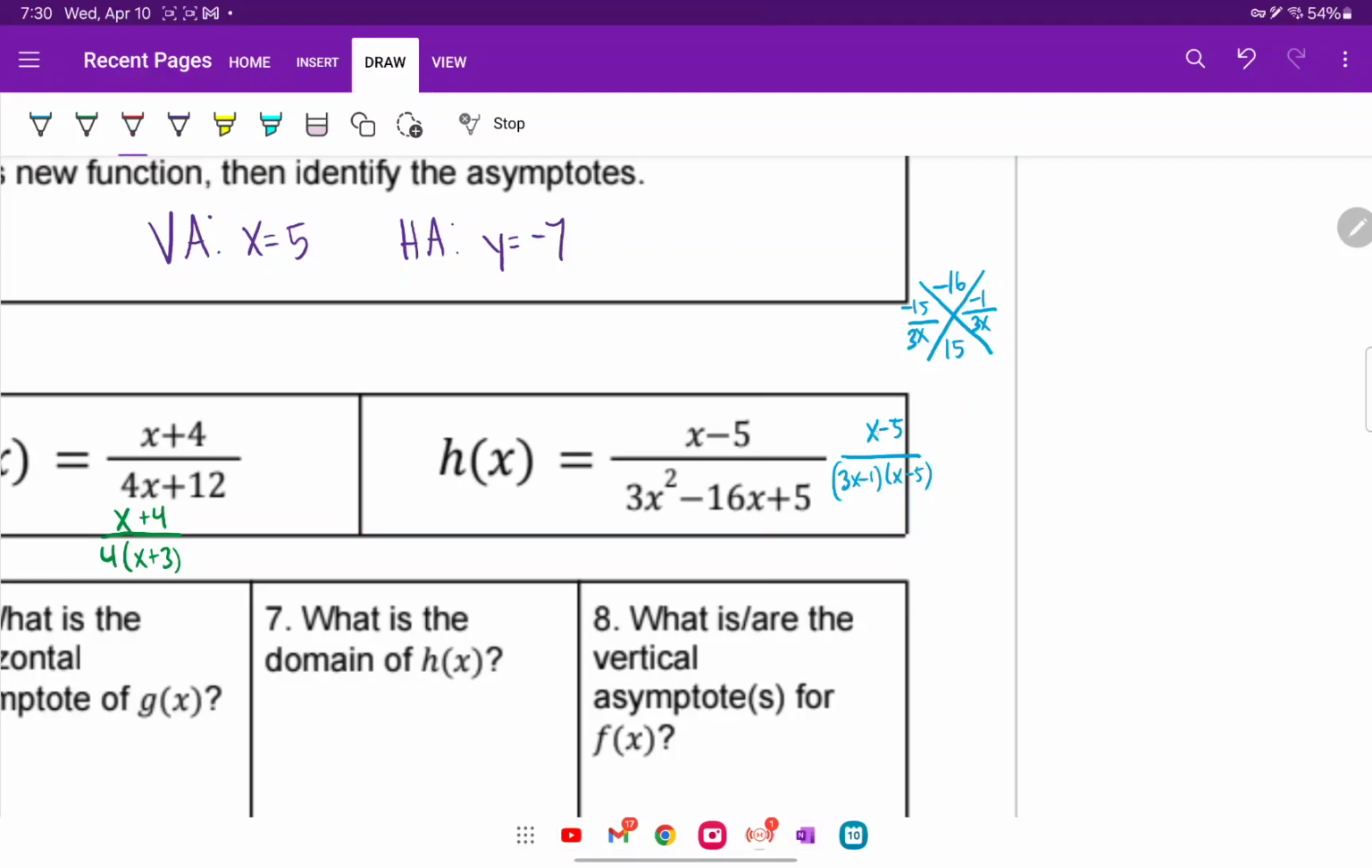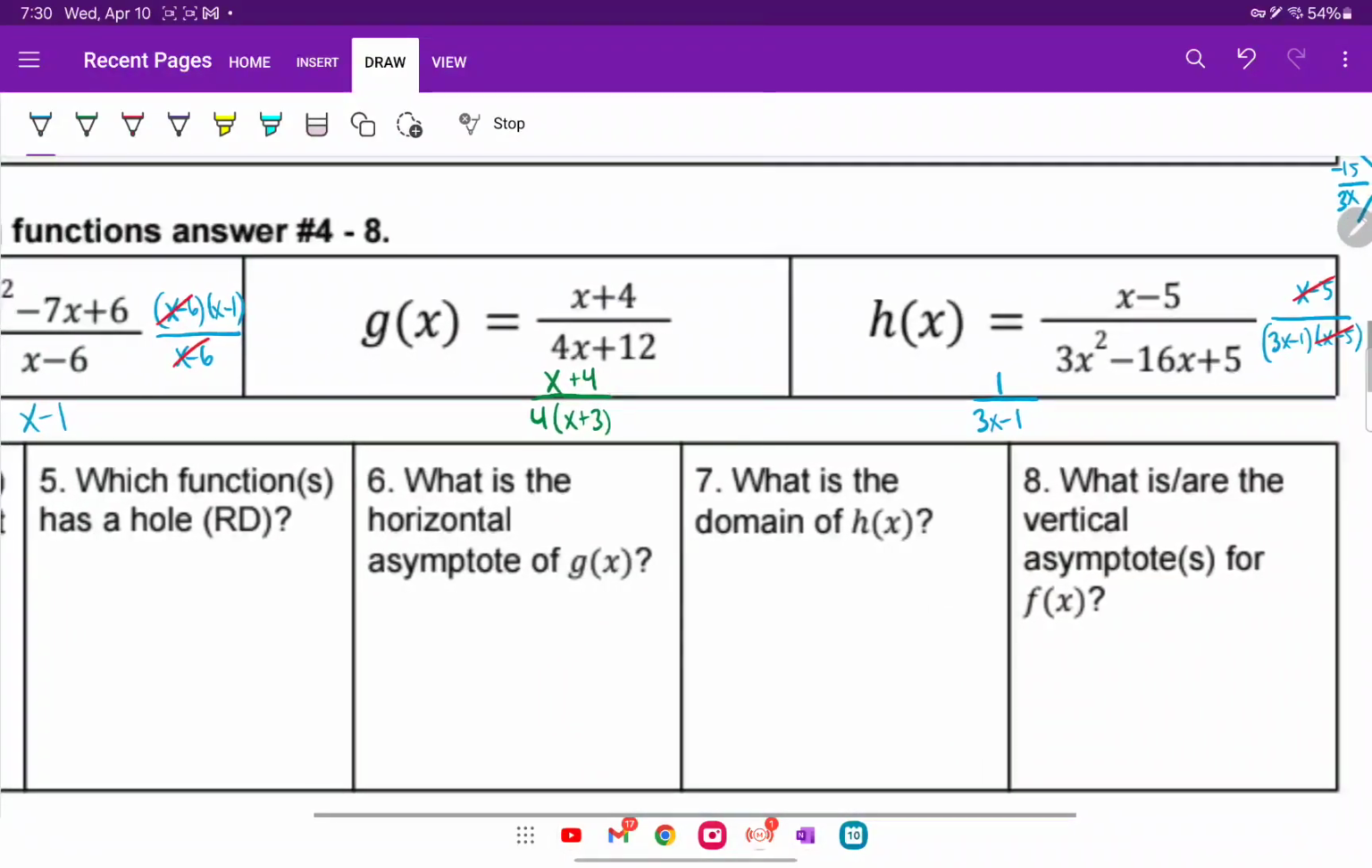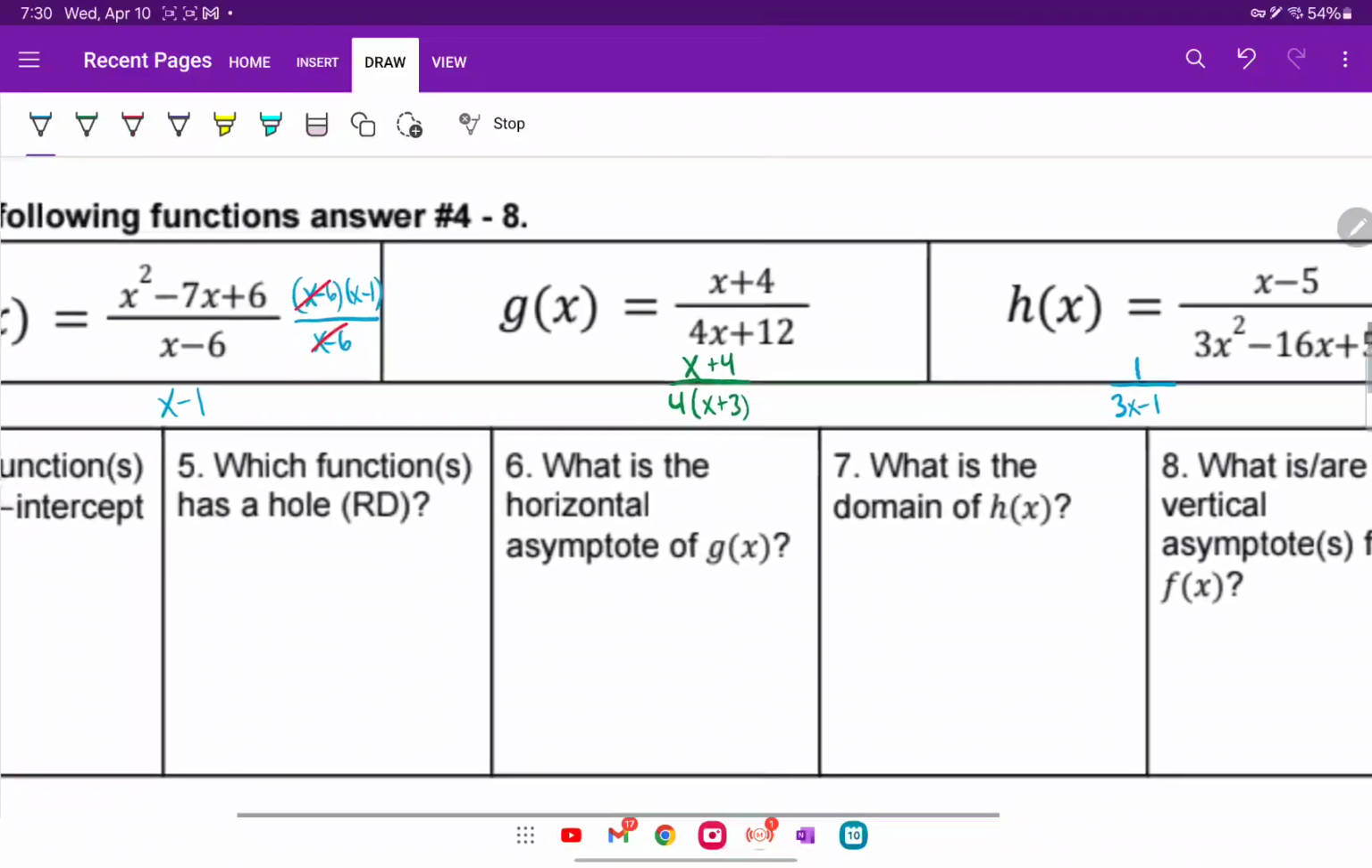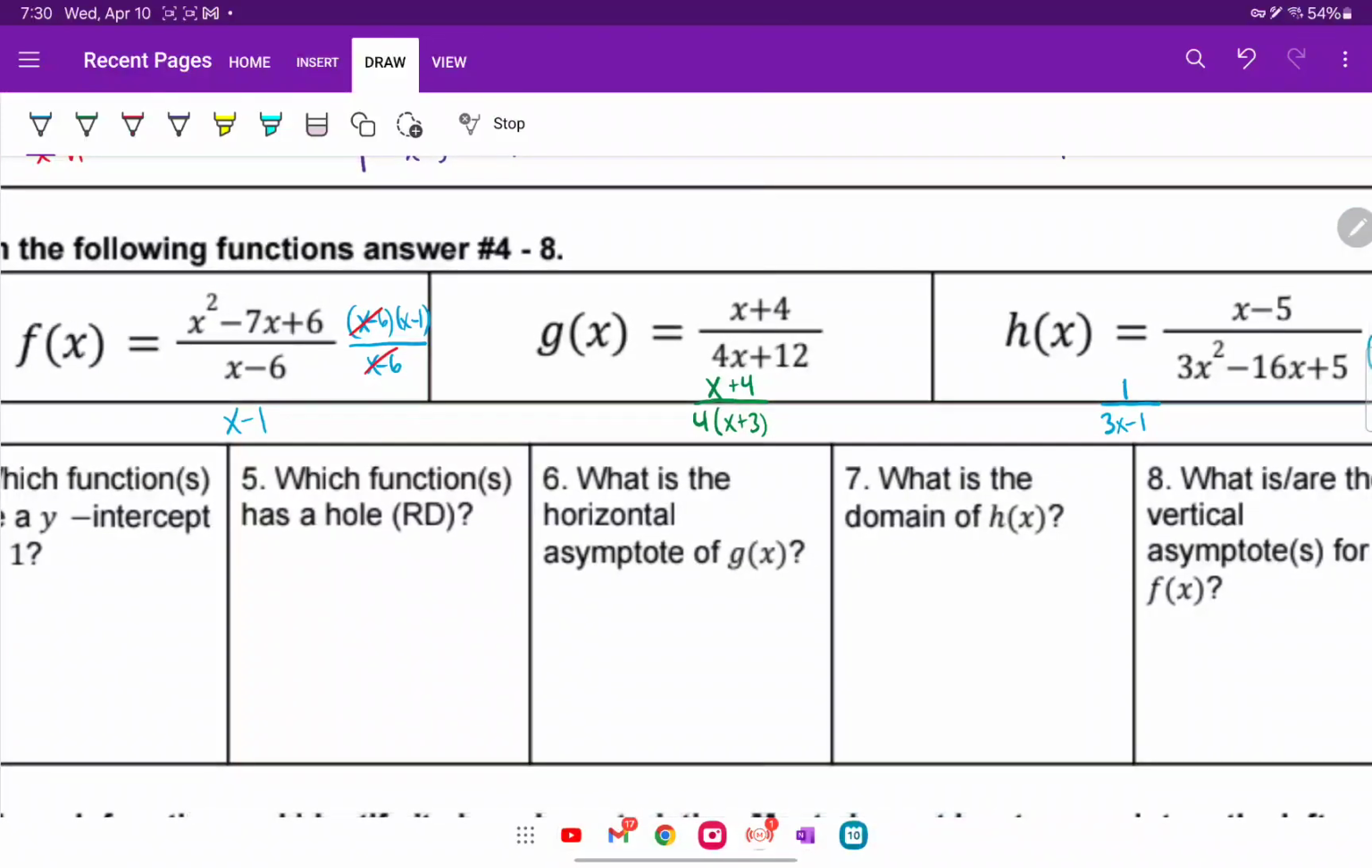We can cross out our x minus 5s. When I write this one, 1 will be at the top over 3x minus 1. All right, so those are my 3 simplified ones. And again, I can always refer back to the original to see the domain restrictions if necessary.